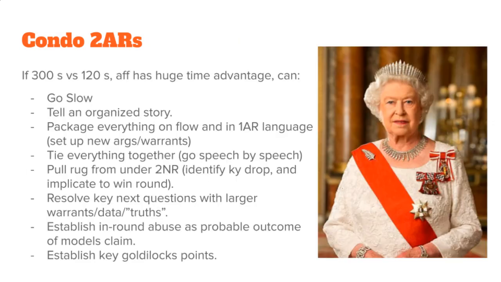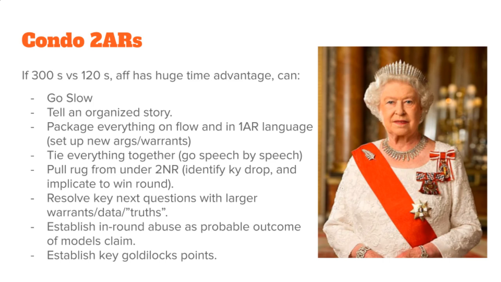Now, big tips for condo 2ARs. The big overarching theme is you have those 300 seconds basically versus 120 seconds. Now, this condo 2AR is relative to substance. If you're doing case T, you probably are still either going for T enough, trying to say T is close enough and condo outweighs in-round abuse, or you're going all in on T, or you're going all in condo. Rarely, my biggest suggestion would be just go for T, but the more common condo scenario is condo versus counterplans or condo versus substance.